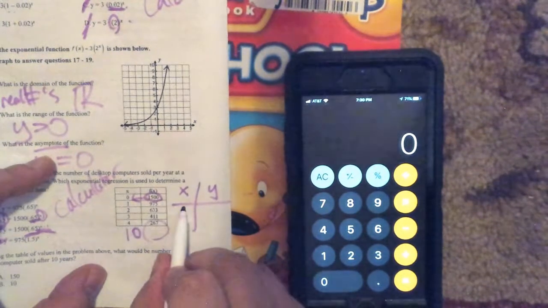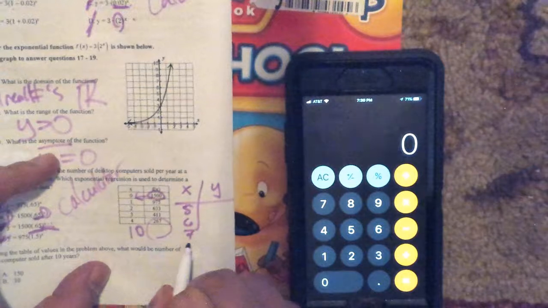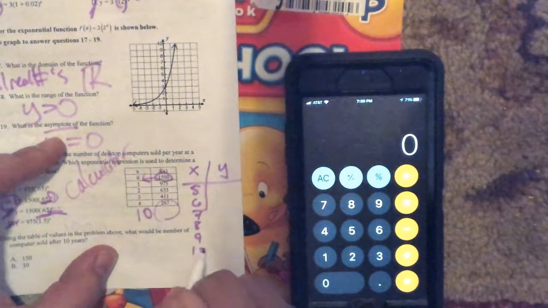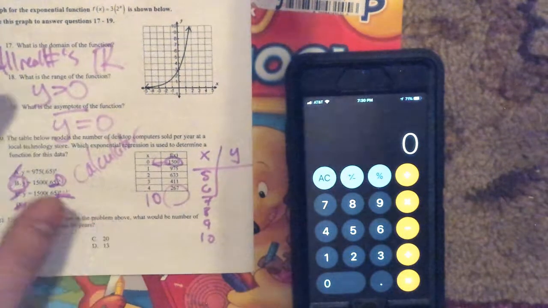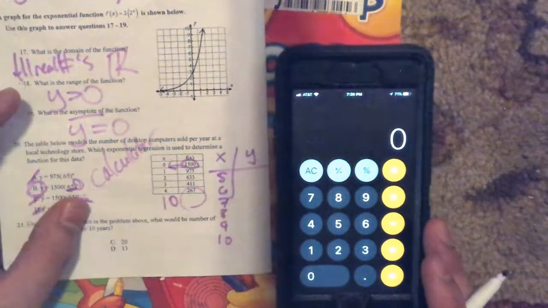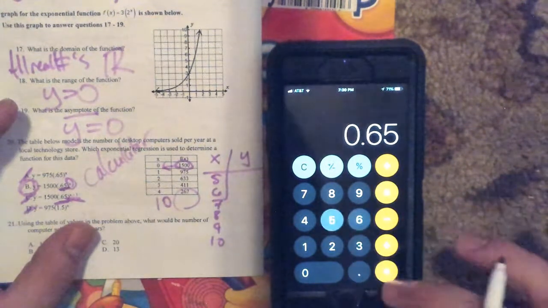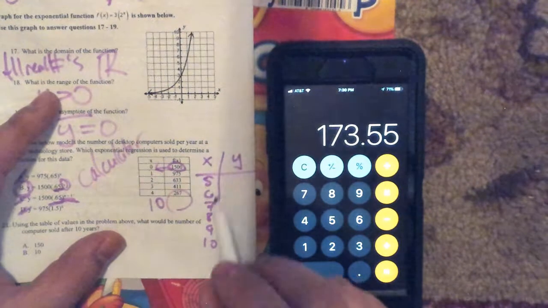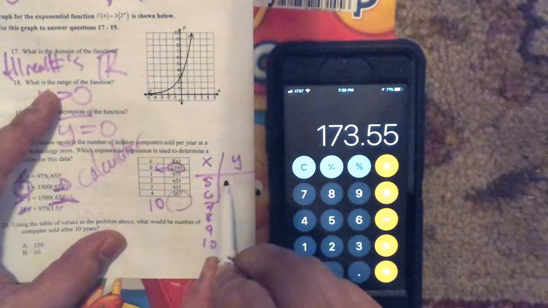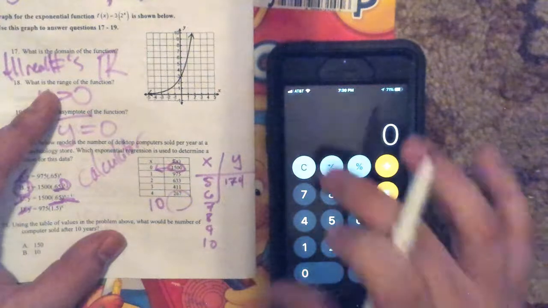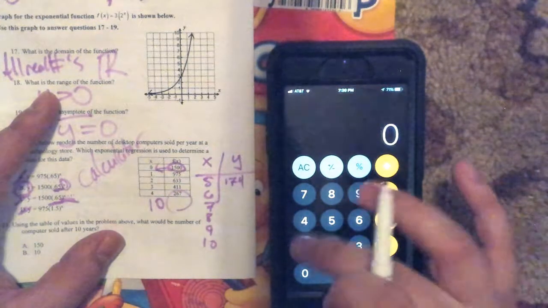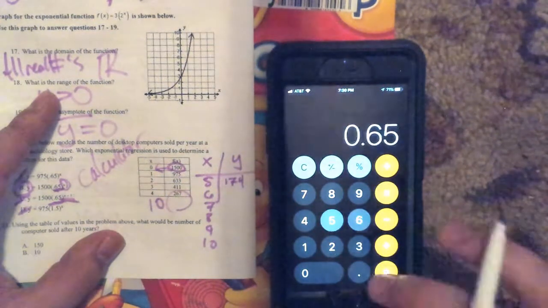So I've got 5, 6, 7, 8, 9, 10. So that's what I'm looking for. Okay. So let's see. Need to do that one more time. 267 times 0.65. This would be a lot easier if I had just brought one of these things home, but whatever. 174. Okay, so then I do that one more time. 174 times 0.65. That's my rate.